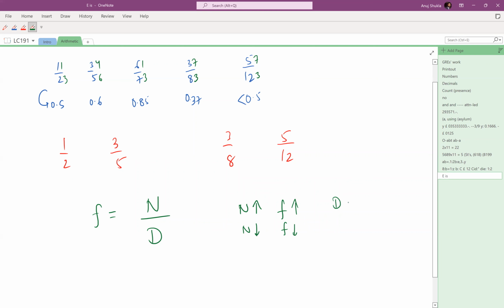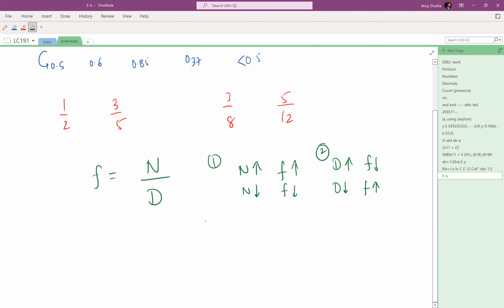Same with the denominator. If the denominator increases, what will happen? The fraction will reduce. And if the denominator is reduced, the fraction will increase. Two cases you understood. This is the first case and this is the second case. Let me give you the third case. Third case, what is going to happen?